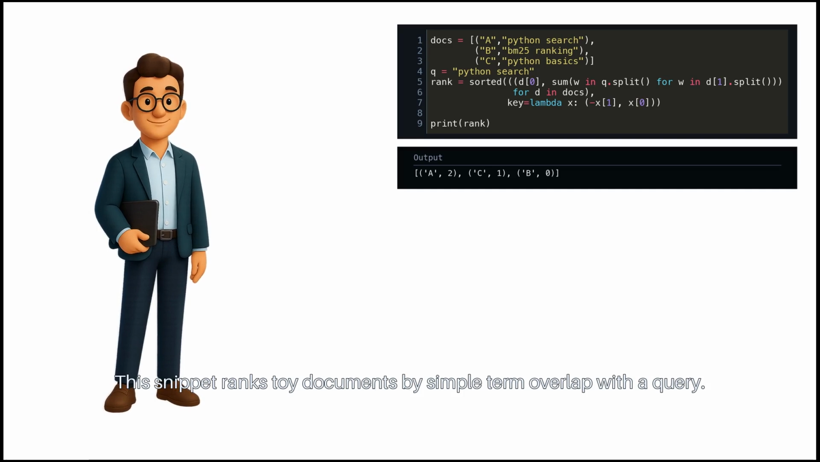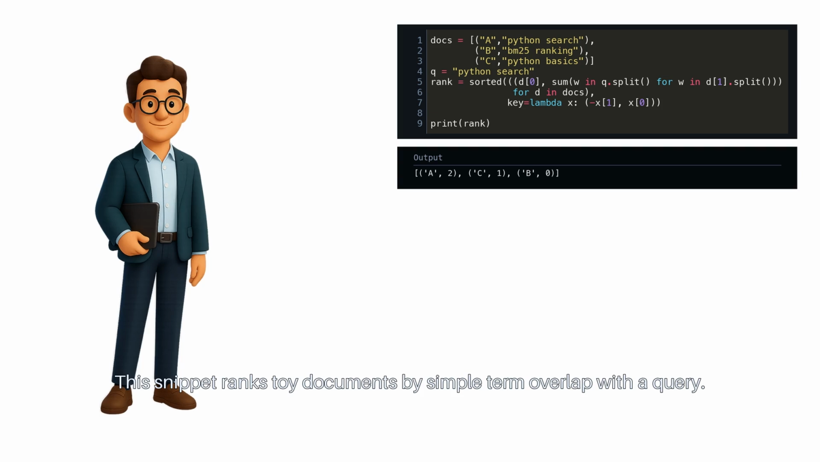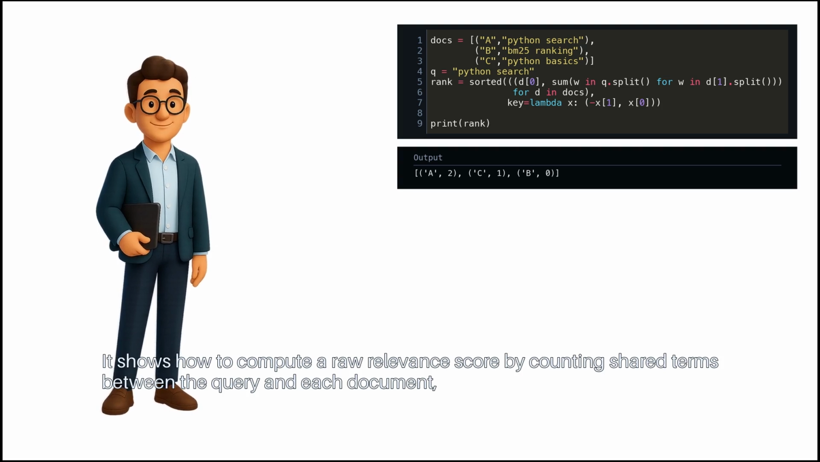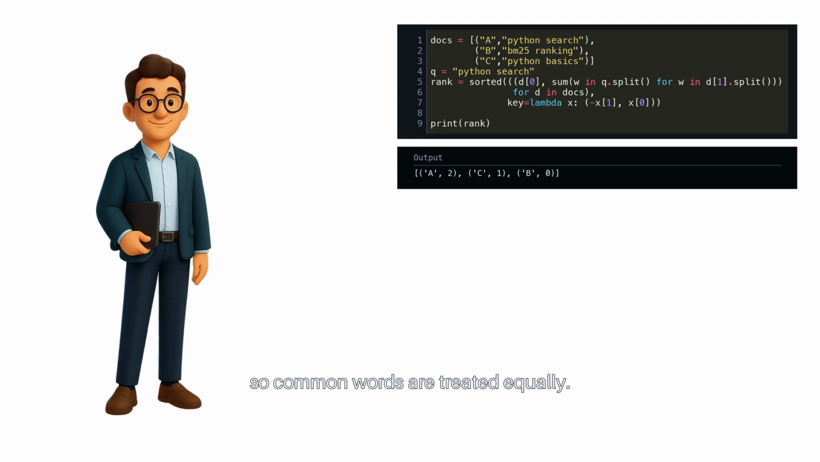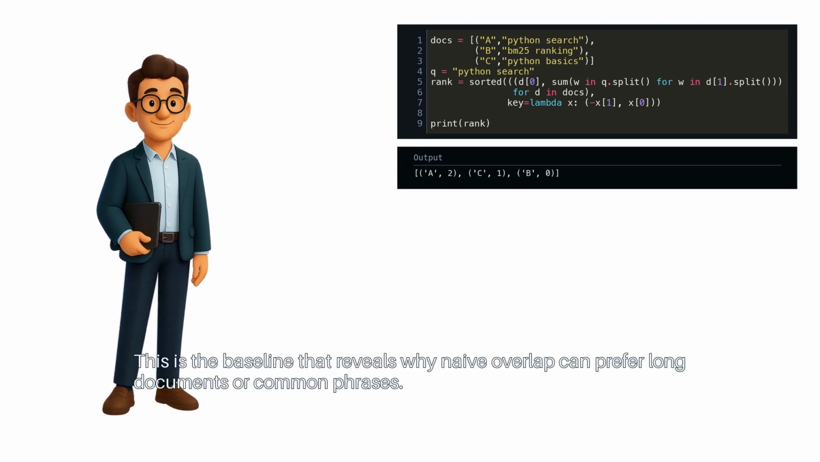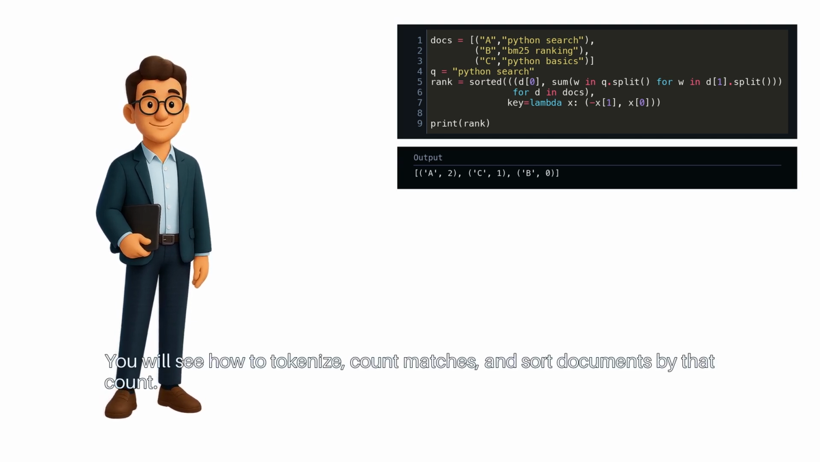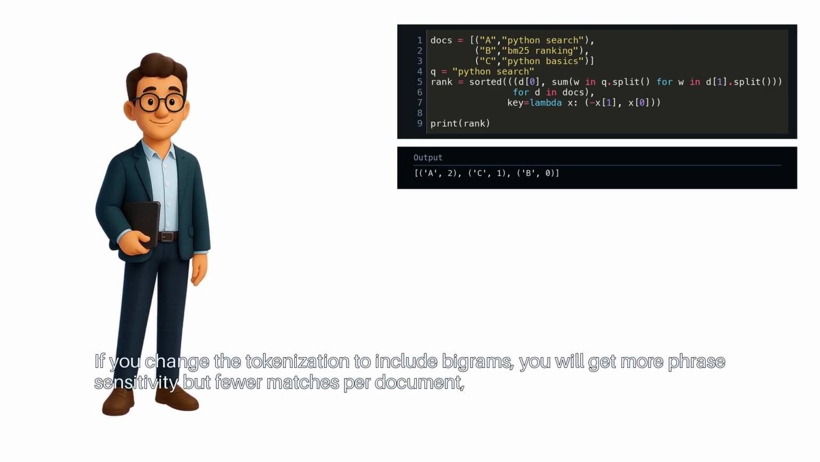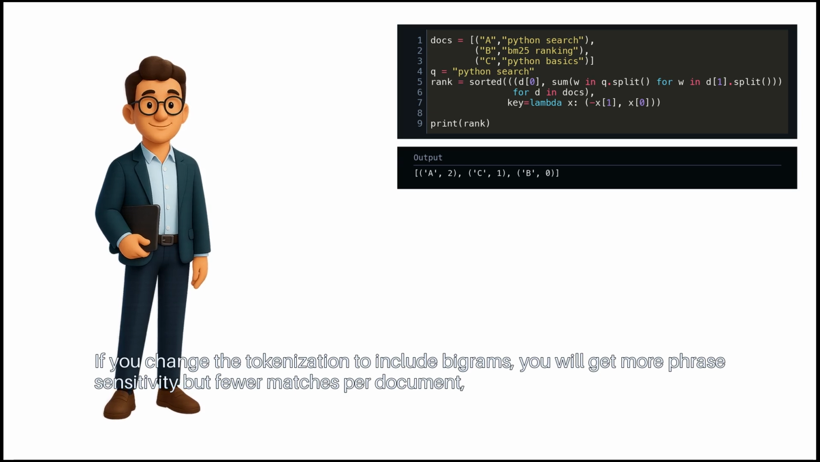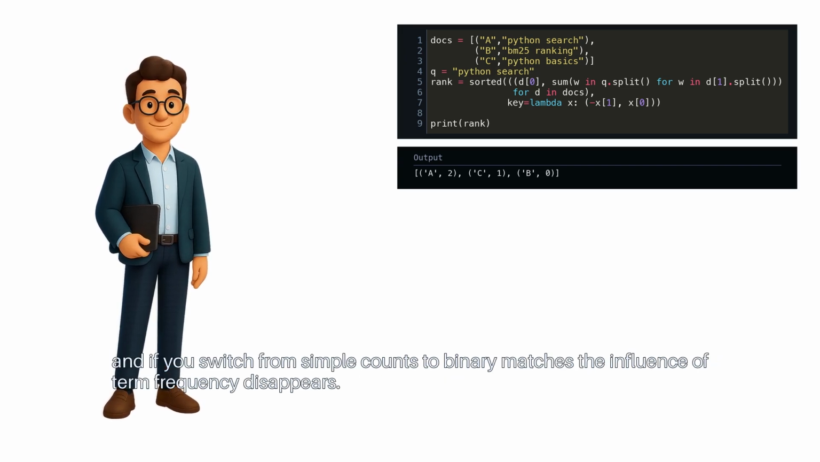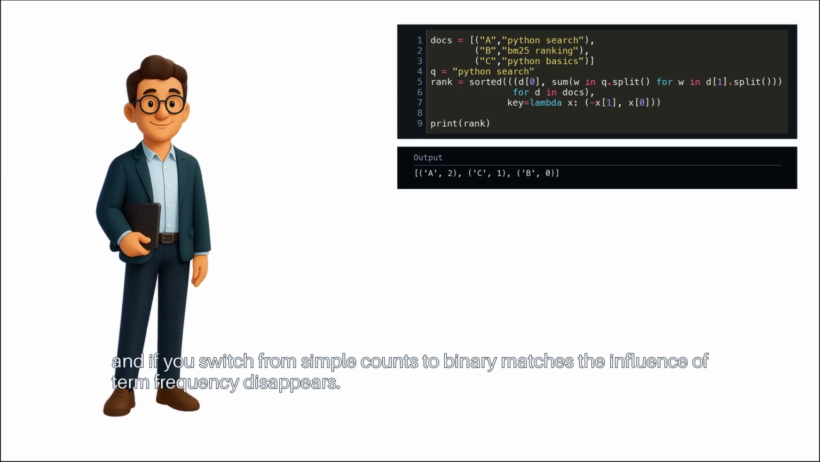This snippet ranks toy documents by simple term overlap with a query. It shows how to compute a raw relevance score by counting shared terms between the query and each document, so common words are treated equally. This is the baseline that reveals why naive overlap can prefer long documents or common phrases. You will see how to tokenize, count matches, and sort documents by that count. If you change the tokenization to include bigrams, you will get more phrase sensitivity, but fewer matches per document. And if you switch from simple counts to binary matches, the influence of term frequency disappears.